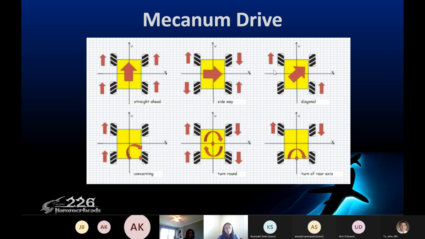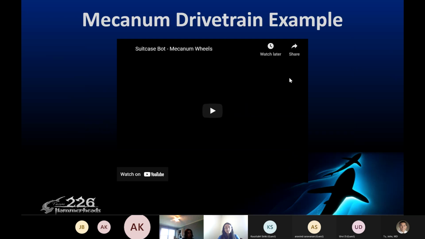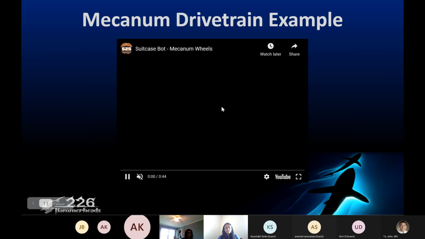This diagram shows how the Mecanum drivetrain's wheels move when the robot moves in different directions. You should have a closer look at this diagram when we send the slides out tonight, so you can have a better understanding of how the Mecanum drivetrain moves. And this is an example of that.